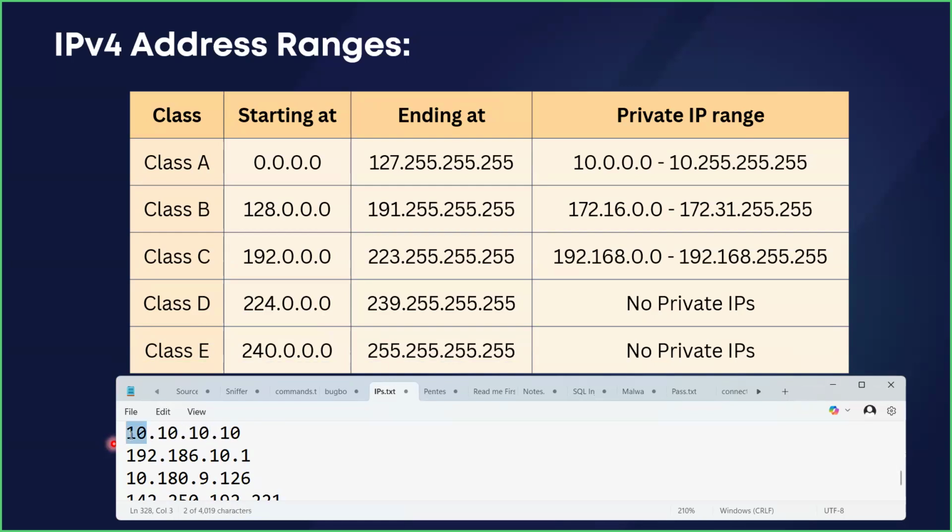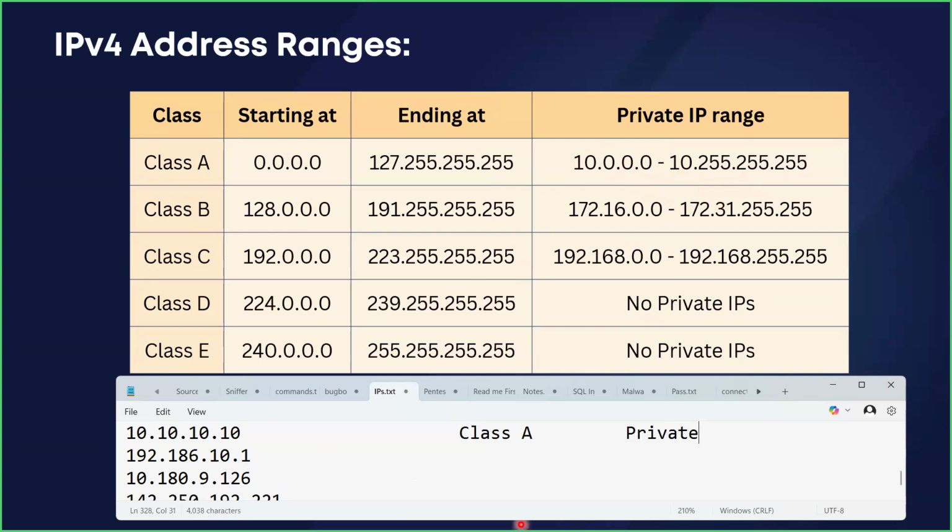We have the number 10.10.10.10. Now, looking at the first octet, 10, we know this falls between 0 and 127. So, therefore, this is a class A IP. Once we have confirmed that this belongs to class A, then we look at this range. For an IP to be a private IP in class A, the first octet should be 10, and the remaining octets can be anything from 0 to 255. So the second octet ranges from 0 to 255, third and fourth also 0 to 255. So if the first octet is 10, we can confirm that this is a private IP.